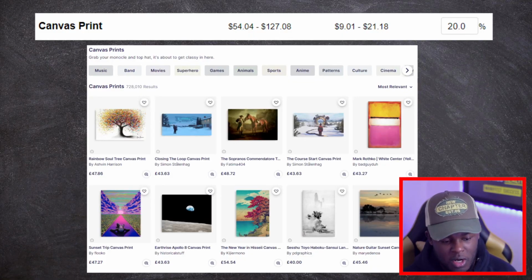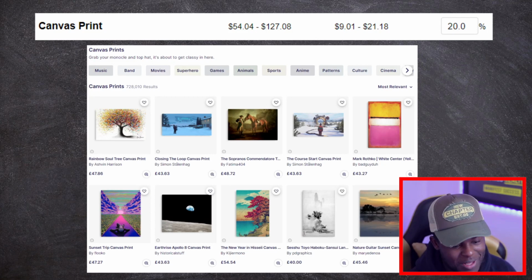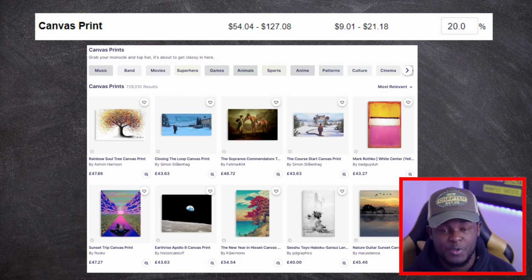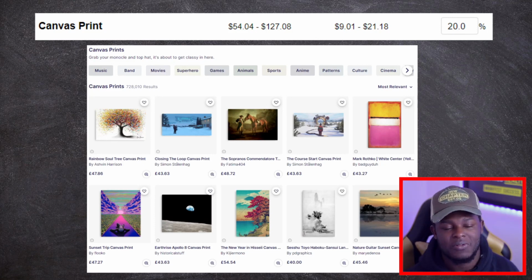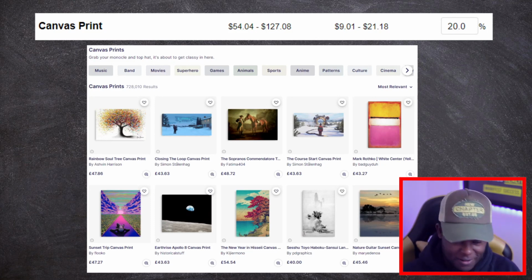Now, moving us on to the next product, we have the canvas print. Now, the canvas print is a very, very interesting one, but it's one that for me, I wouldn't say sells consistently, but sells every now and again. And when it does sell, the profits are crazy. Like I said in the last video, I talked about the products that I've sold.